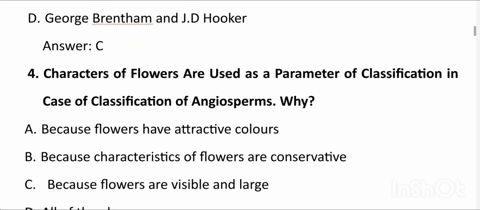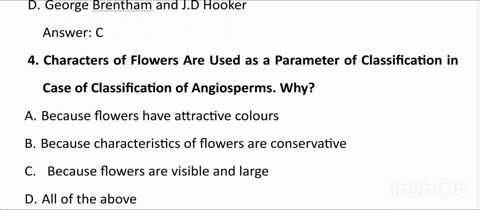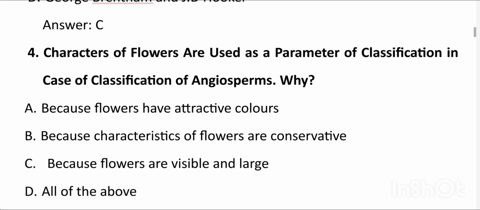Then question number 4. Characters of flowers are used as a parameter of classification in case of classification of angiosperms. Why are the characters of flowers used as parameters of classification? Because the flowers have attractive colors, because characteristics of flowers are conservative, because flowers are visible and large, and option D, all of this. So here the answer is because characteristics of flowers are conservative.